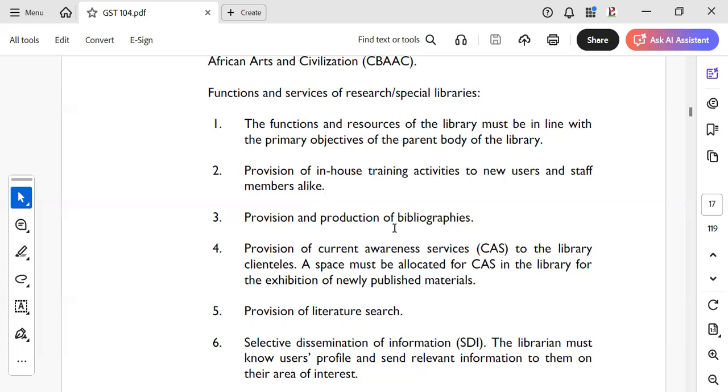Provision and production of bibliographies. Let me ask us, let's brainstorm a bit. What do you understand by bibliography? Have you heard about it before? What does it mean to you? That is a general question to everybody.